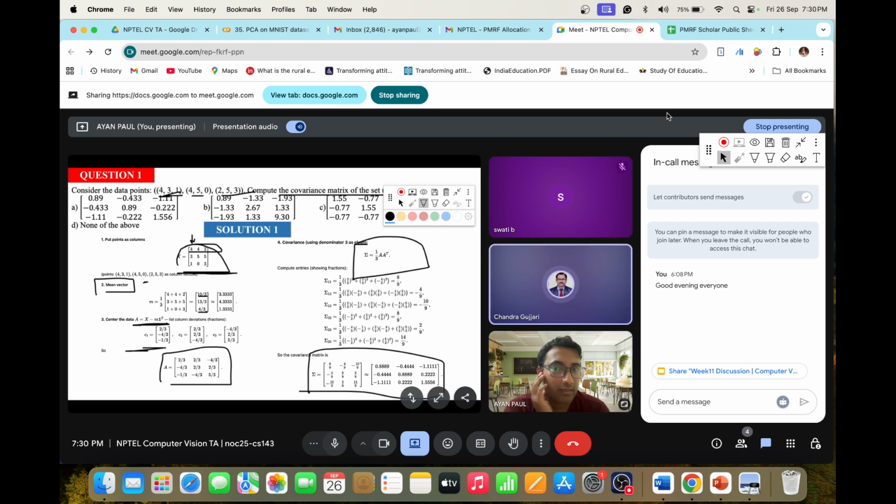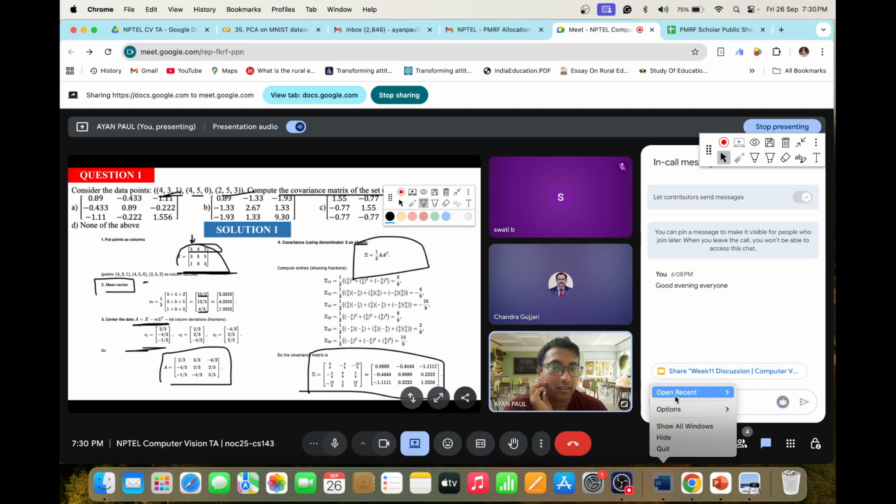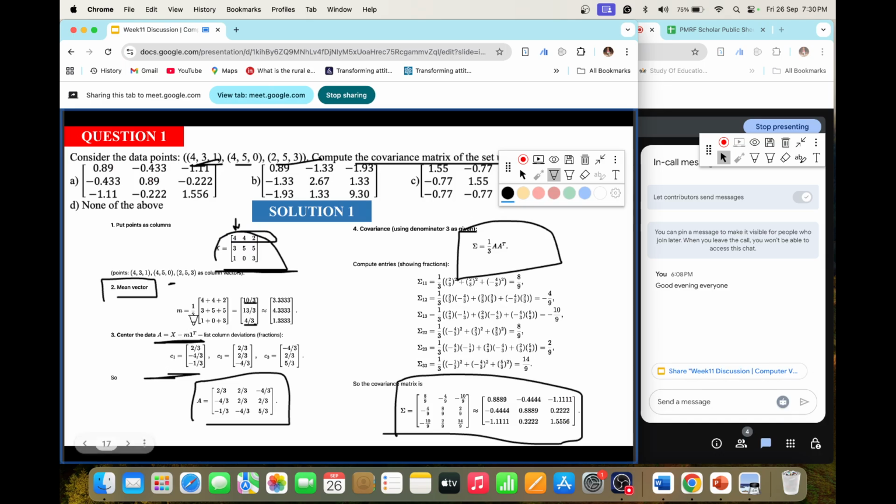Sir, in step 2, 1 by 3, how do we get it? Mean means what? Yeah, 1 by 3 is nothing but the number of data points.